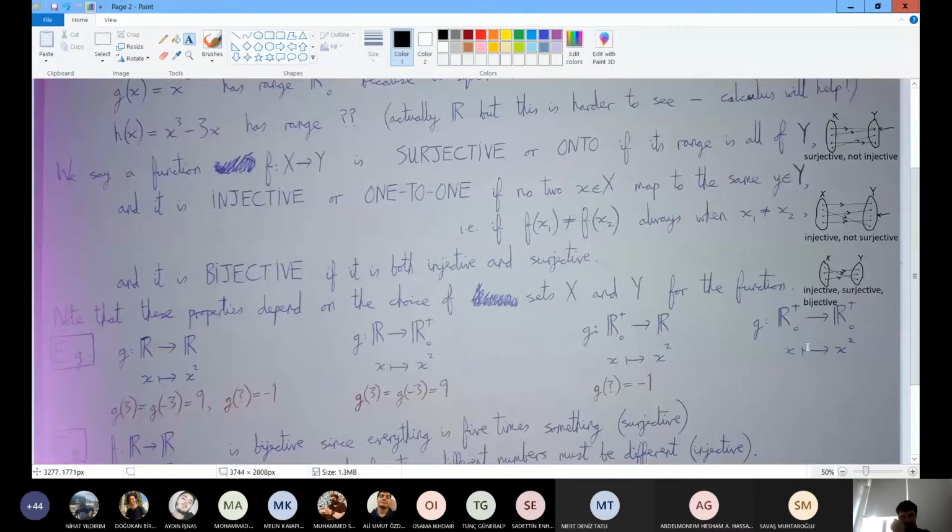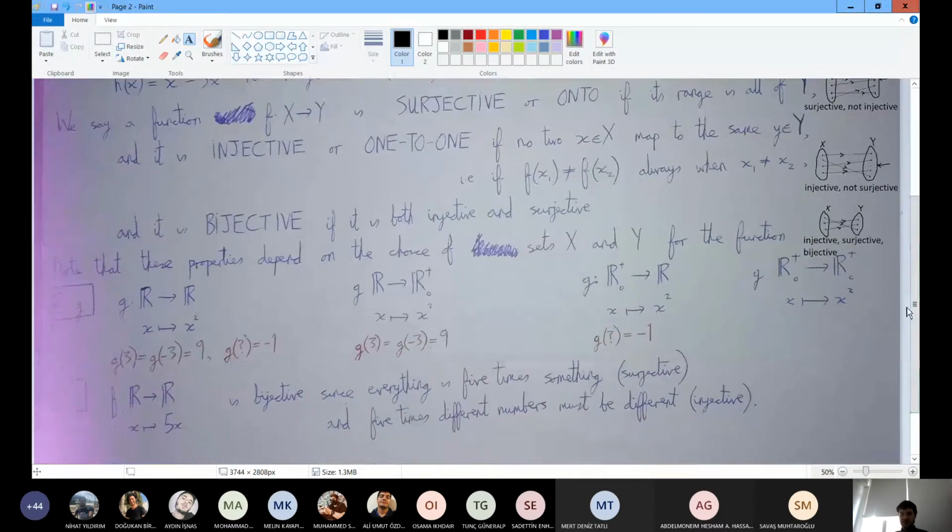Note that these properties of surjective, injective, bijective, they depend on the choices of sets x and y. So if you have a function f from x to y, then whether that's injective or not, whether it's surjective or not, depends on which sets you choose here. For example, let's consider the x squared function in 4 different ways. g of x equals x squared in all of these 4 cases, but we're using different sets. So let's first do the simple thing of just taking g from real numbers to real numbers. So g of x applies to any real number x, and the result is another real number.